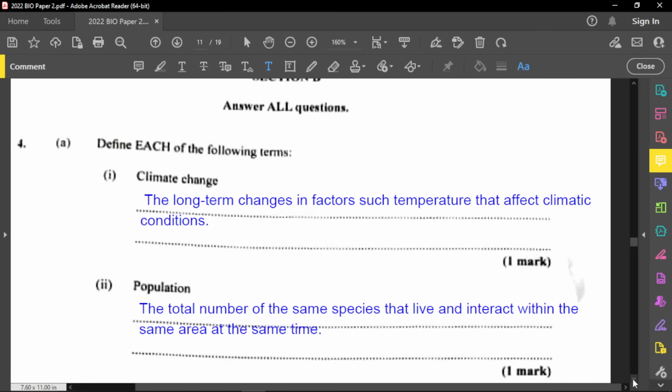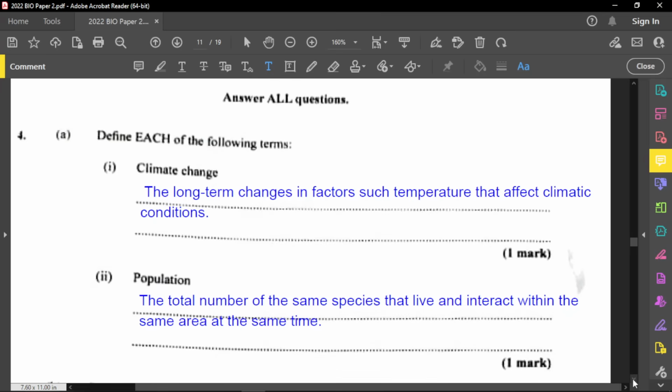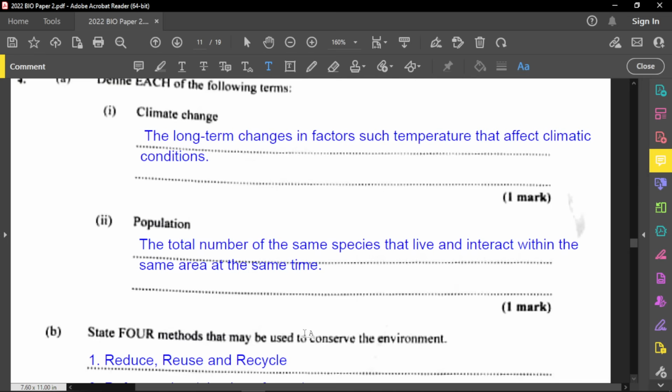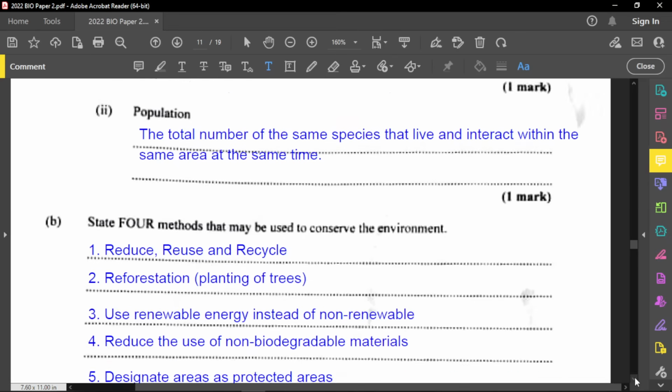Now, question number 4. Let's speed up a little bit. It says define each of the following terms. We have climate change, which is the long-term changes in factors such as temperature that affect climatic conditions. We have population, which is the next option here. A population is the total number of the same species, you must remember that, the same species that live and interact within the same area at the same time. That's what a population is. The same species, very important. Without that, you're going to get it wrong. I can guarantee you that.